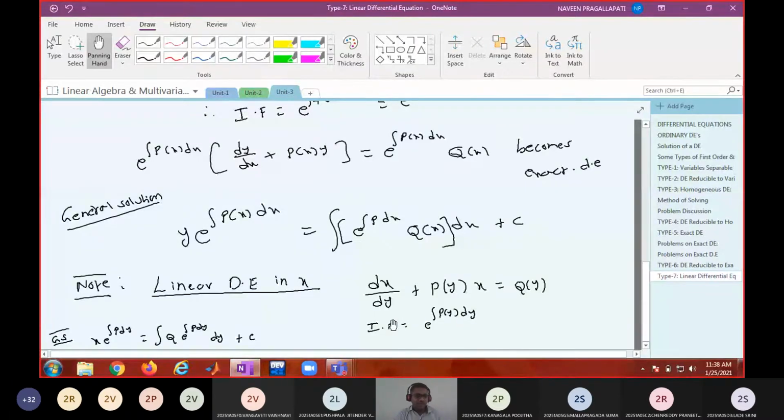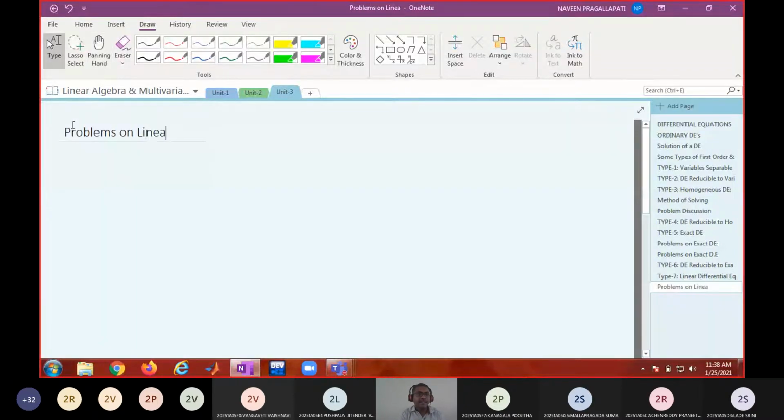So today we will do some problems. Already you know this linear differential equation and Bernoulli's differential equation from intermediate. I'm not going to do anything new. So I'm going to do some more problems on linear differential equations. You try to solve those problems. So put this heading: Problems on linear differential equations.